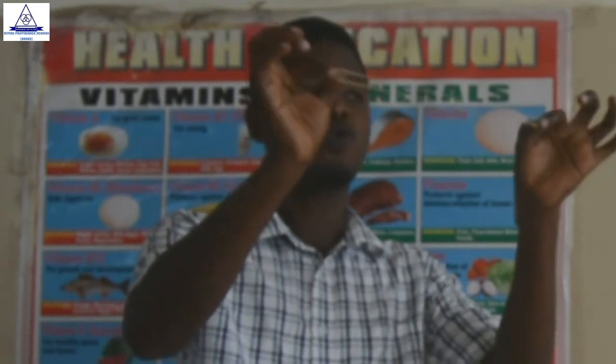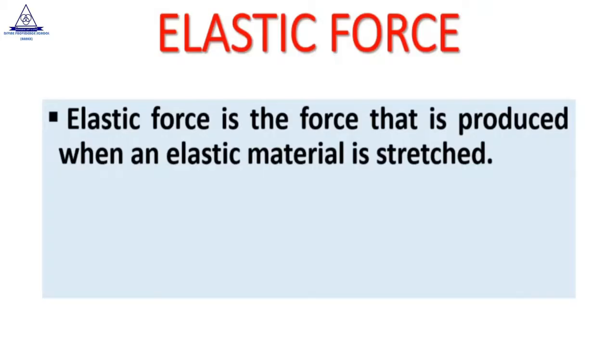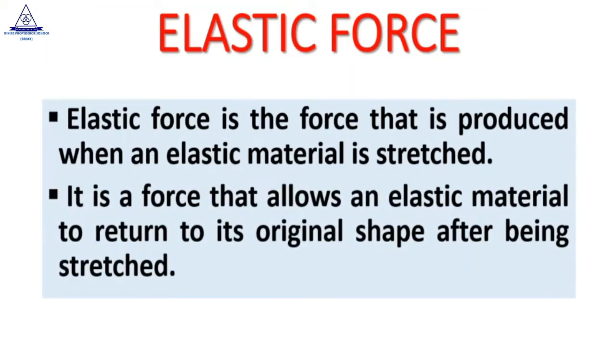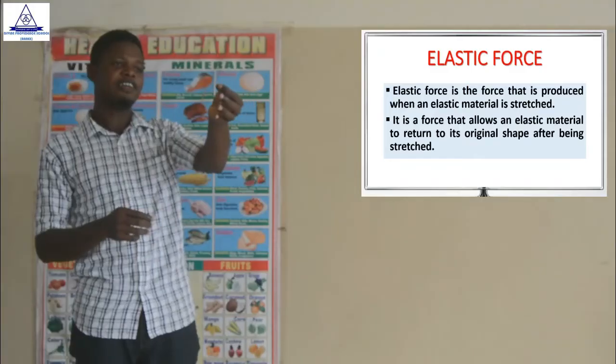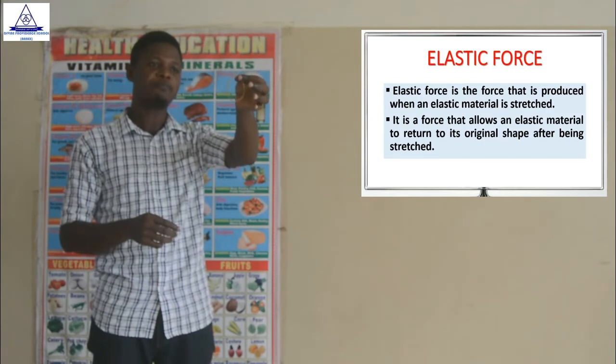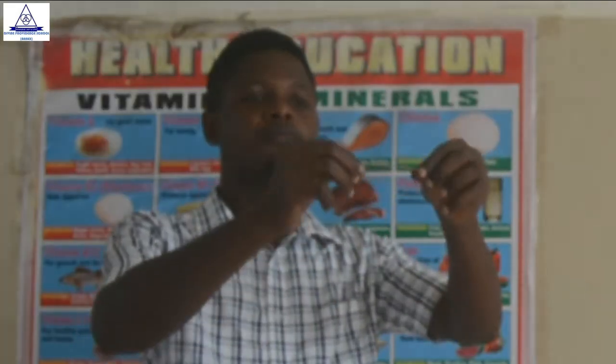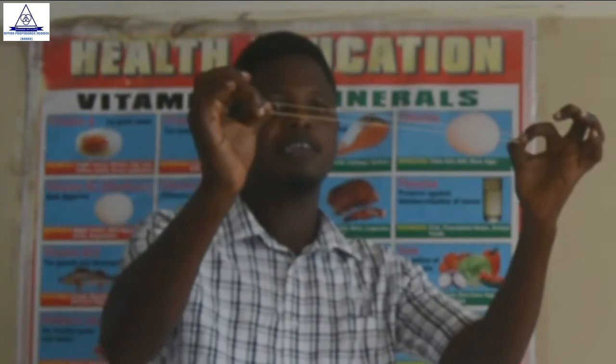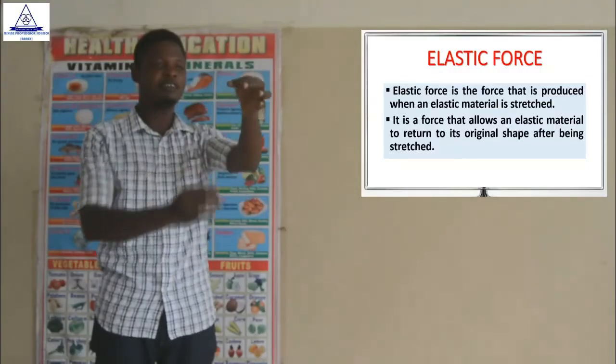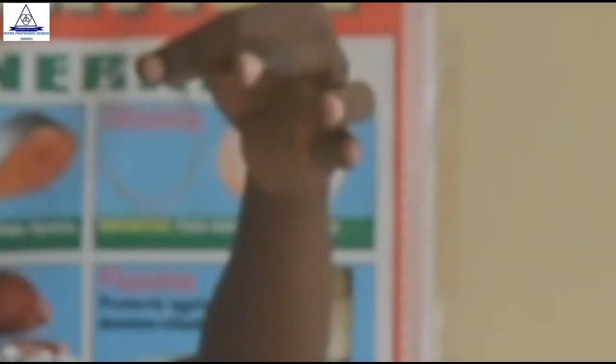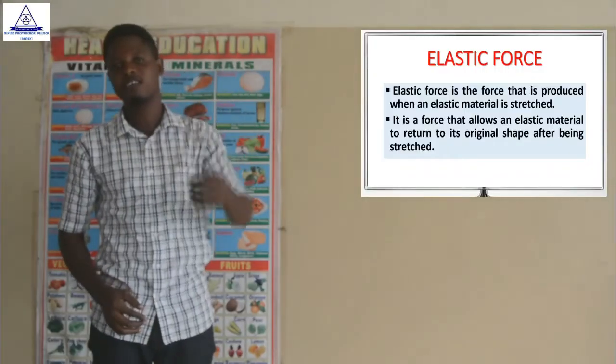Now if I stretch this, what we see is what we call elastic force. Another definition is also a force that allows an elastic material to return to its original shape after being stretched. Another scenario, we can see the rubber band I'm holding. When I stretch it like this and I leave it, you see that it has come back to its original state. This is what you call what? Elastic force. Do you get it?